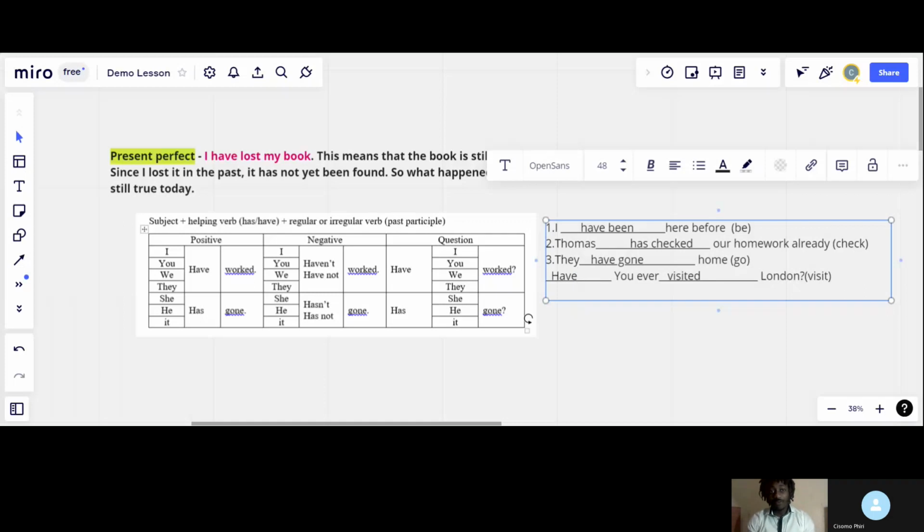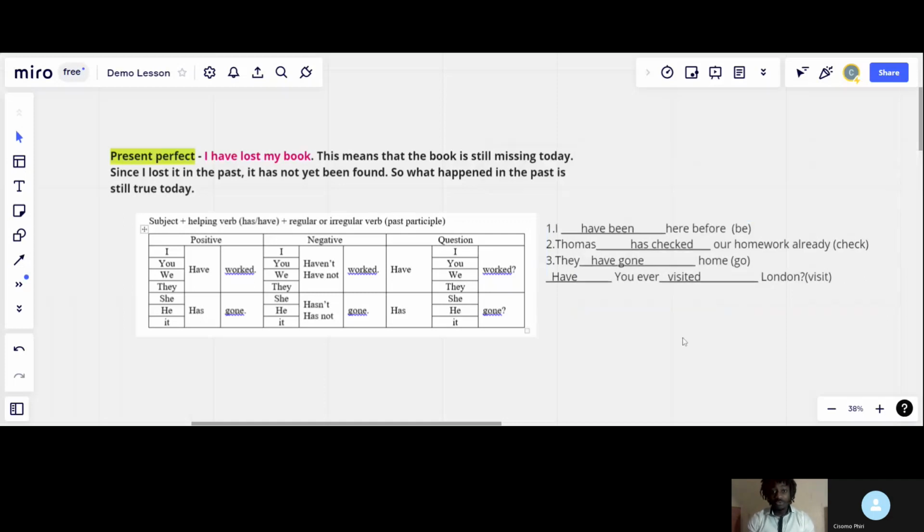So remember, for present perfect, we use it for things that happened in the past and are still true today. And how do you construct it? So you have your subject, I, you, we. We use have. For she, he, it, we use has.